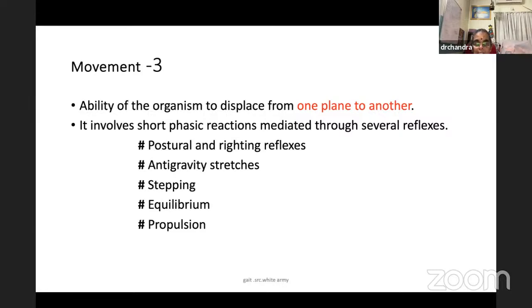Then anti-gravity stretch. Unlike when we are standing, when we are moving we have to oppose gravity, so you need anti-gravity stretches. And you have to step, otherwise you will hop. You have to put one leg on the floor and the other should be lifted, and then this one should be lifted and the other one should be on the floor. So you need alternate flexion and extension of the limbs, and during these phases equilibrium should be maintained. Only then does movement take place. So when you start moving, unlike when you are standing, many reflexes come so that the balance is maintained.